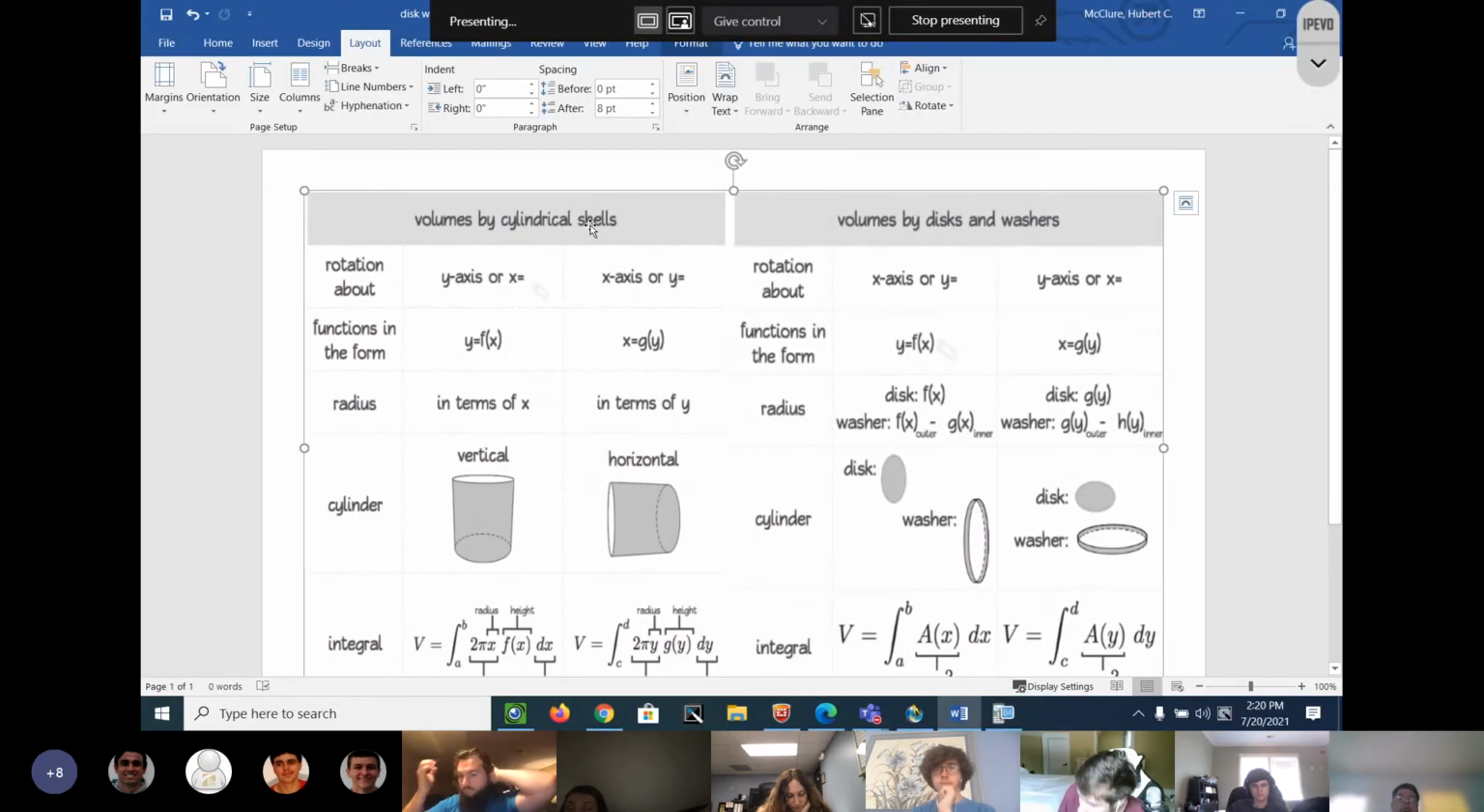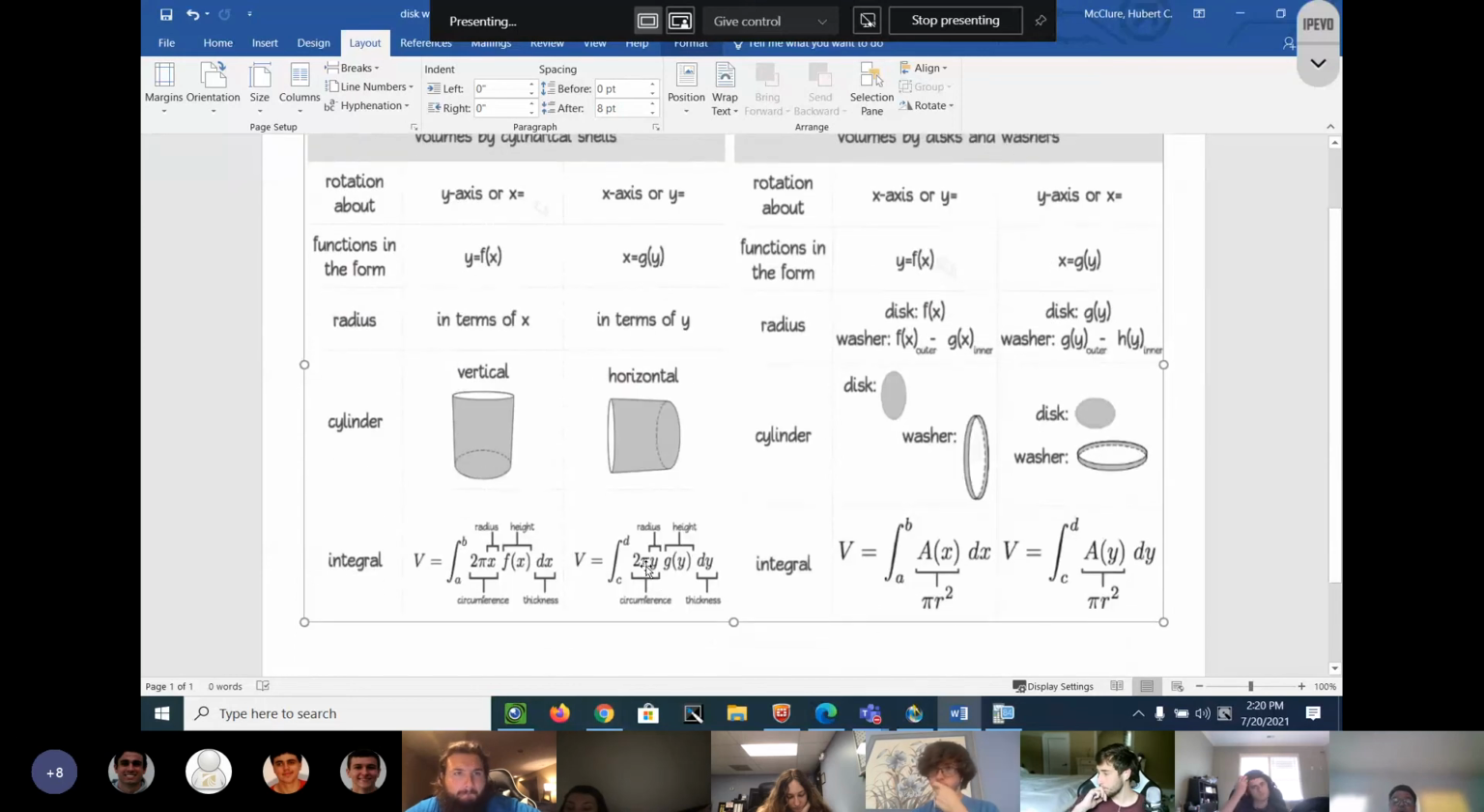Shell revolving around the x-axis, you have to have everything in terms of what? What does it say right here? In terms of y. It says it right there. So your finished product will look like this.